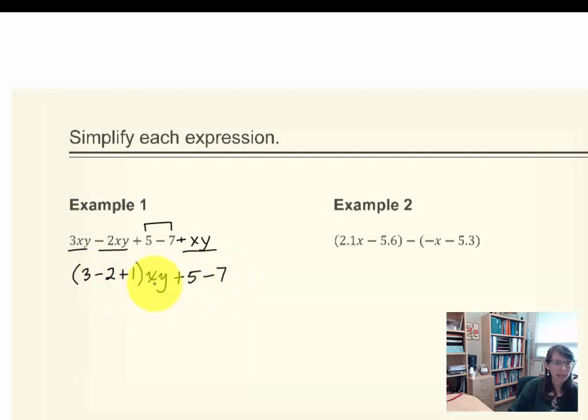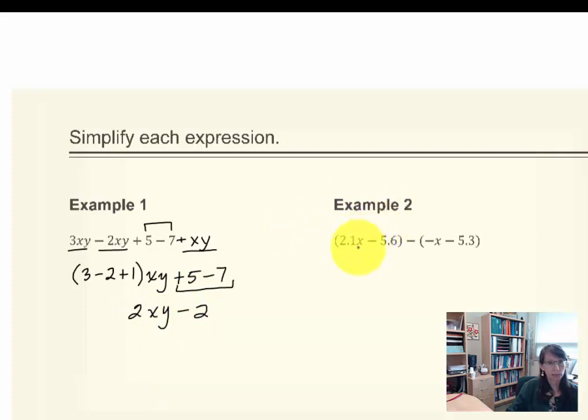So the amount of xy we have would be 3 minus 2 makes 1. Add 1 more, that's 2xy. And then our positive 5 and negative 7 make negative 2. So our final answer is 2xy minus 2.